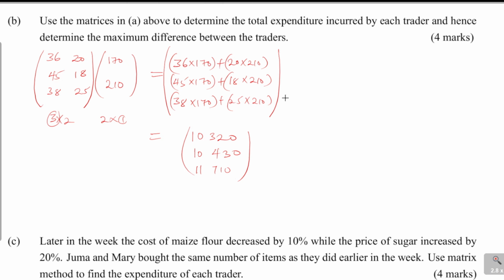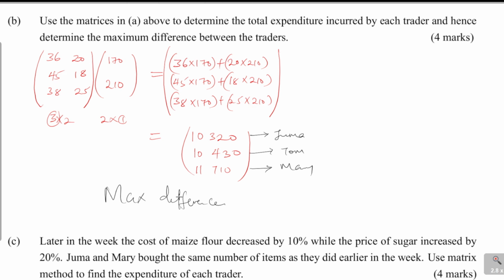So that means, remember what each of these represents. This one was for the first one here. This one is for Juma. And then the second one was Tom. And then the third one is Mary. So maximum difference, because that is what you are required to get, the maximum difference between the traders.